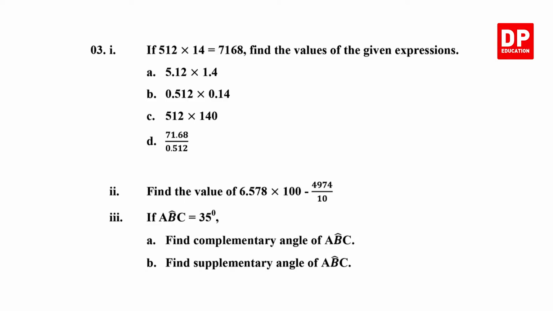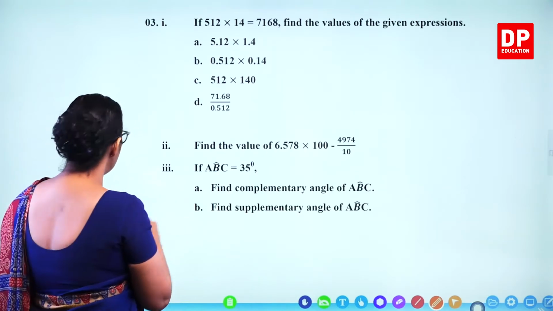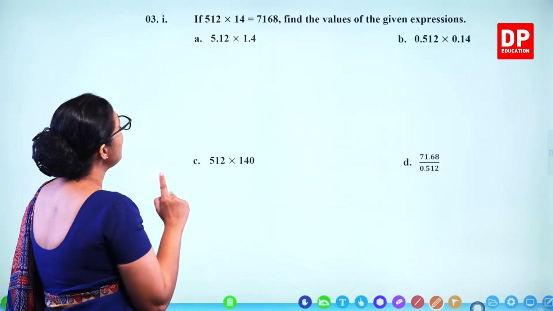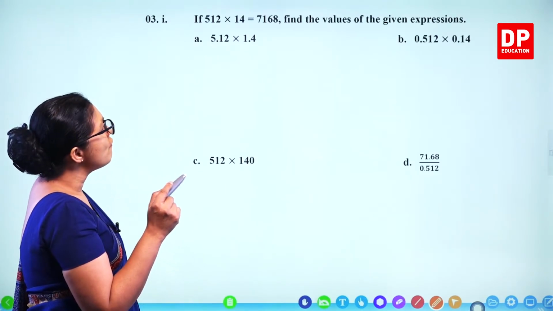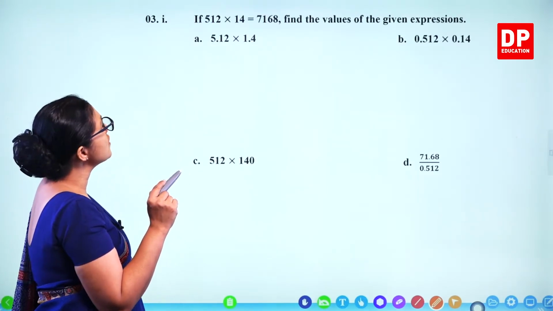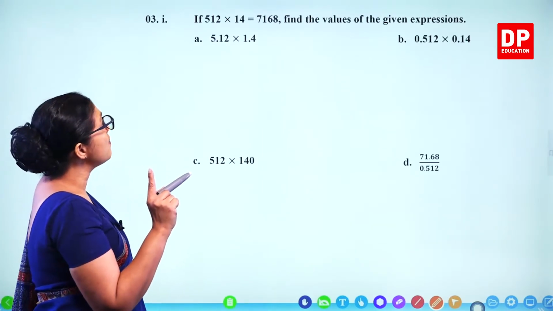So let's do the next question. Question number 3. You have to do 3 parts. If 512 into 14 is 7168, find the values of the given expressions. So you have to think about the decimal point.